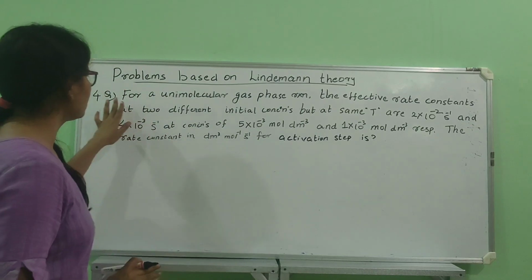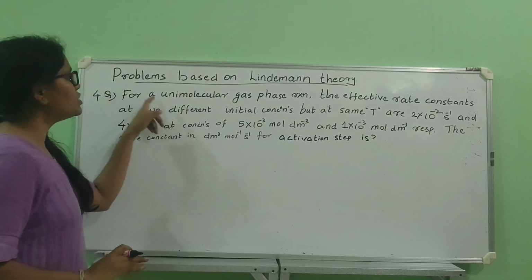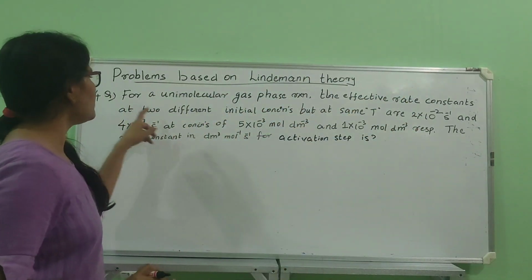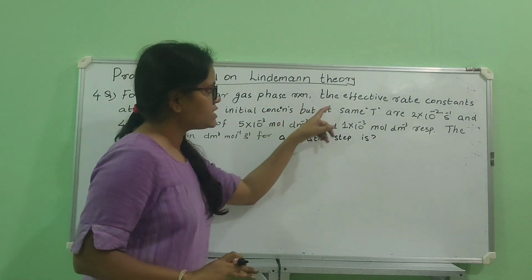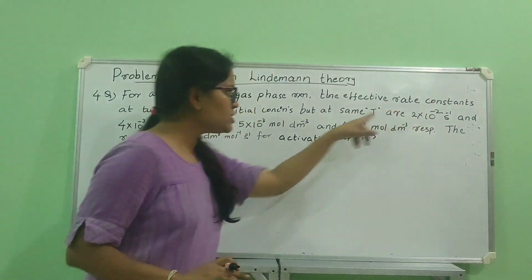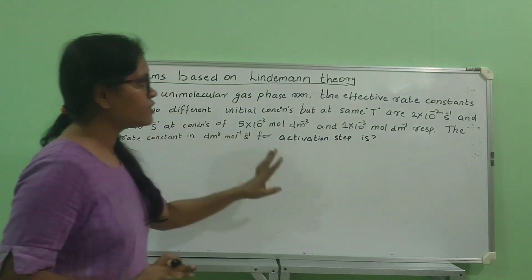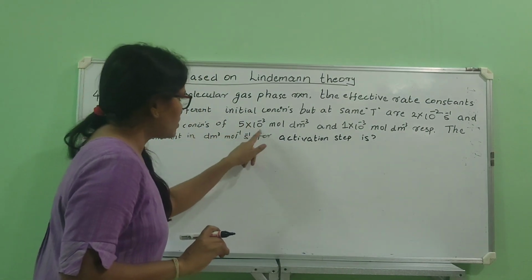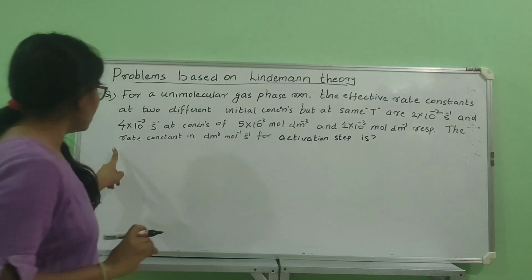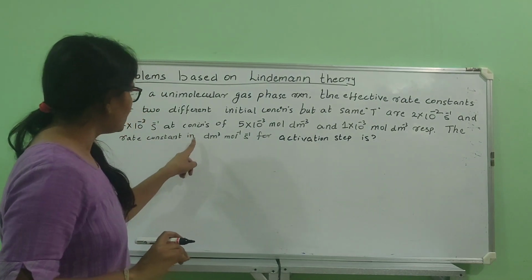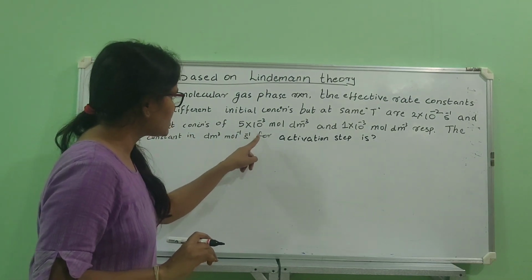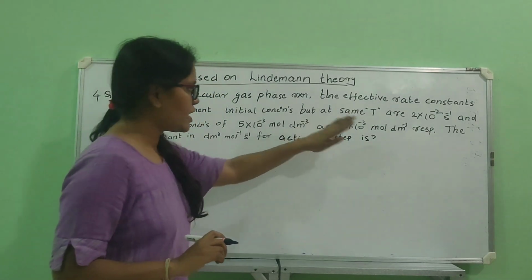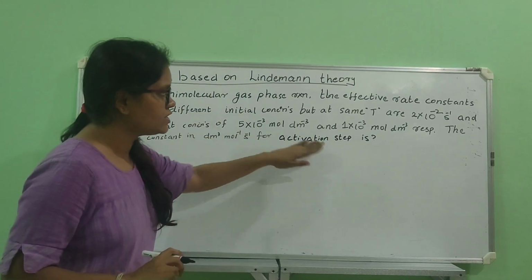Now let us solve the fourth question. So the question is, for a unimolecular gas-phase reaction, the effective rate constants at two different initial concentrations but at same temperature are this much and this much. So they have given two effective rate constants at two different concentrations, okay. The rate constant in decimeter cube mole inverse second inverse for activation step is. Now they are asking us to find the rate constant of activation step.